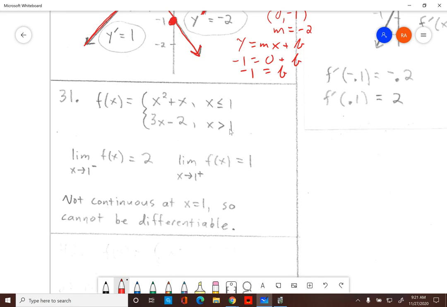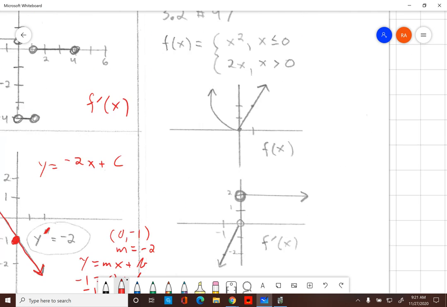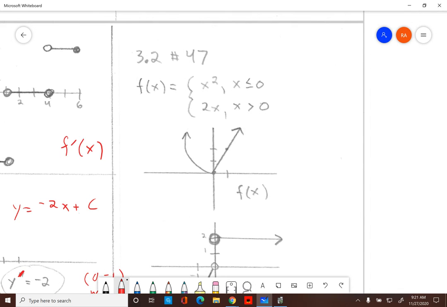And then the limit from the right, I plug in 1 into this, and I get 1. So since the limit from the left does not equal the limit from the right, the limit does not exist. So this function is not continuous at x equals 1, so it cannot be differentiable. So that's kind of like a trick to say, we're not going to fall for your little trick there. So hopefully you had fun with that.